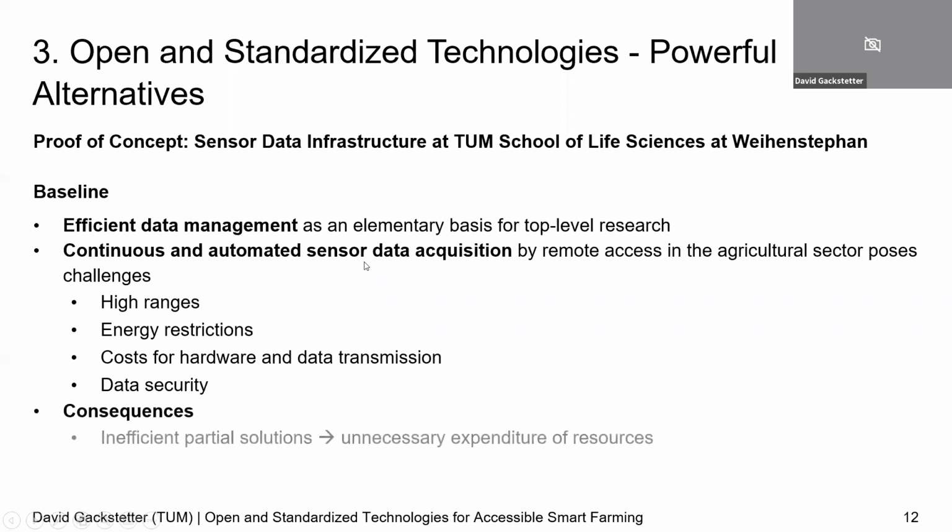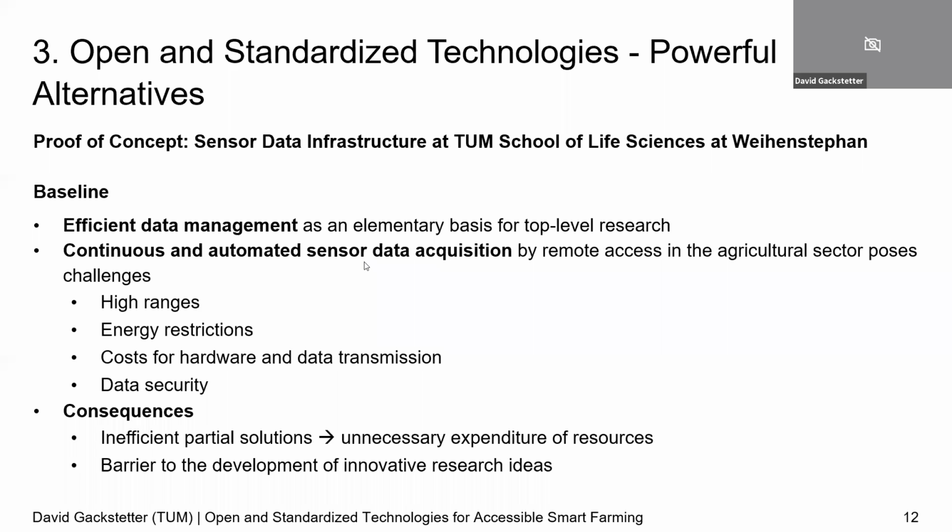The consequences that we could discover are that we have researchers who want to use sensor data for their research, but they are more like the appliers of this technology. They want to use it for, let's say, horticultural research. So basically, IT expertise is not their main business, and at the same time, we could see some kind of inefficient partial solutions, which took a lot of unnecessary expenditure of resources, and which were barriers to developing the actual research idea.